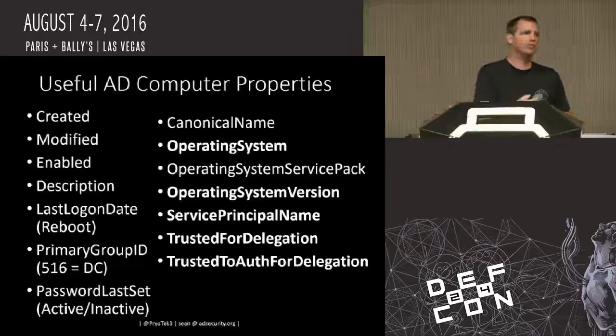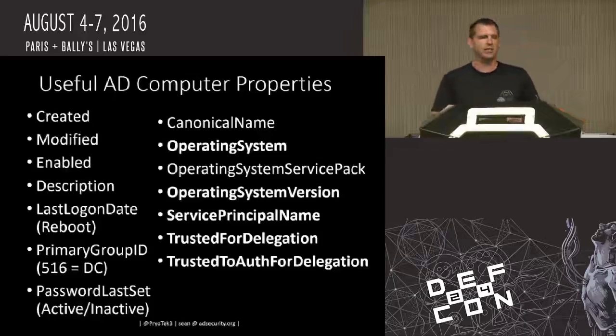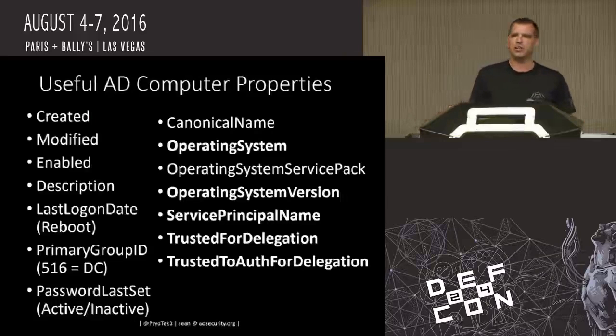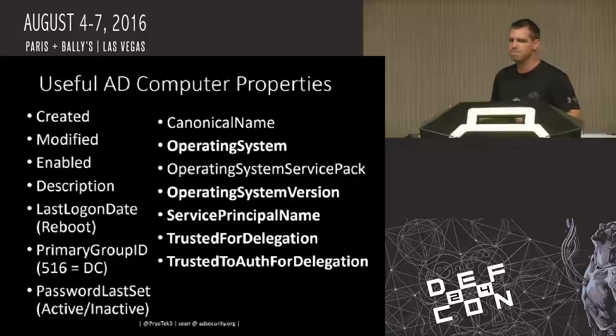But so does Linux, so does Mac. So do some storage devices like NetApp and EMC. So you can find information about what's in Active Directory just by asking Active Directory for it. Service principal name, you can get the information about the Kerberos enterprise services on these computers. And then the last two are related to Kerberos delegation. And I spoke about how to leverage Kerberos unconstrained delegation to compromise a domain last year at Black Hat.